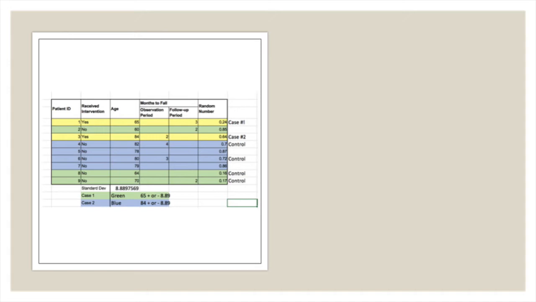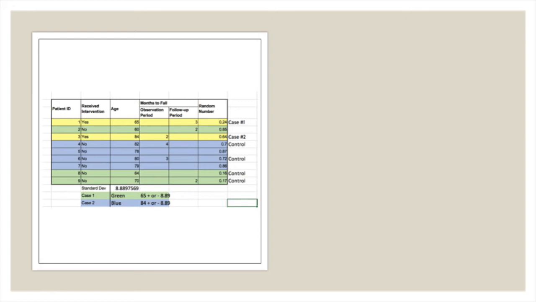Now, knowing the standard deviation, we're going to try and find the intervals for the two different age groups for case number 1 and case number 2. So if case number 1 has an age of 65, we're going to find the upper and lower bounds of that number by adding and subtracting the standard deviation. When we take 65 plus the standard deviation, it's going to equal 73.9, and when we subtract the standard deviation, it's going to be 56.1. And when we do the same thing for case number 2, we're going to find that the upper interval is 92.9 and the lower one is 75.8.